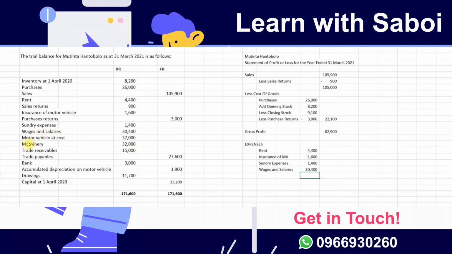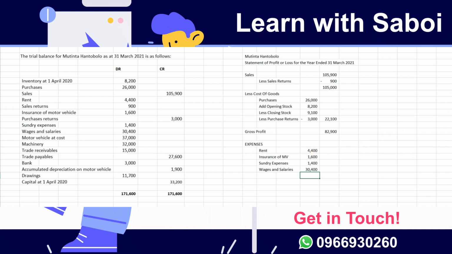No. Machinery? No, that's not an expense. Trade receivables? Not an expense. Trade payables is not an expense. Bank? Not an expense. Accumulated depreciation, not an expense. In this particular case, no, it's not an expense. It's accumulated. Drawings, not an expense. Capital, not an expense. Are we done?